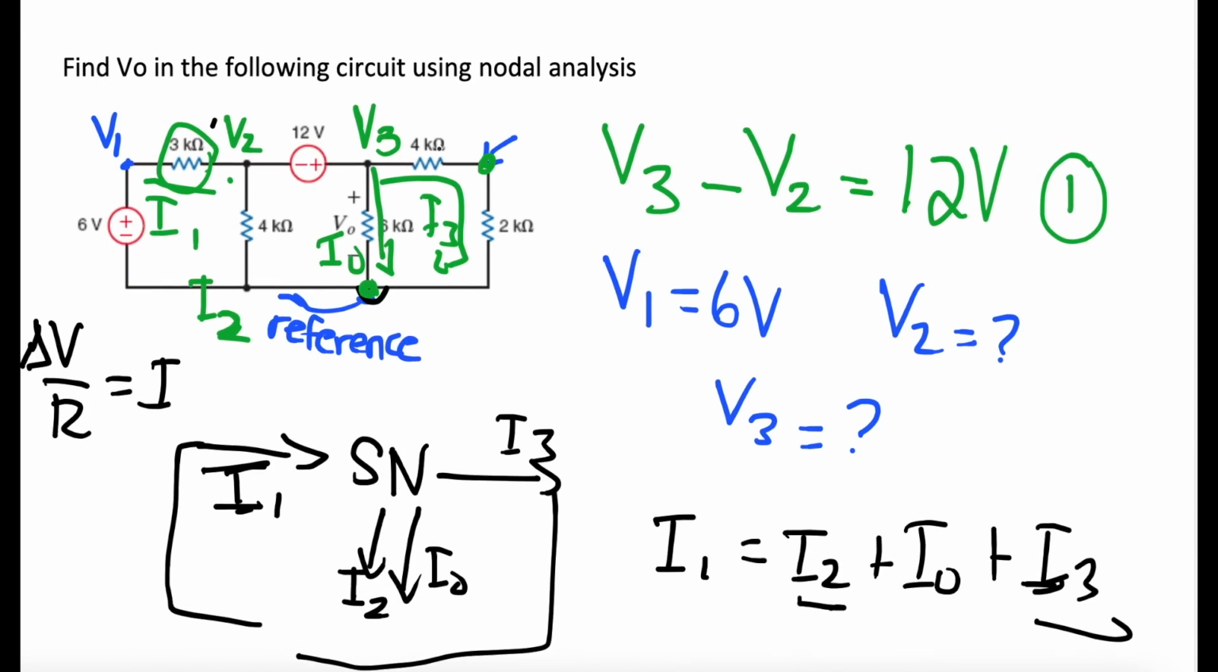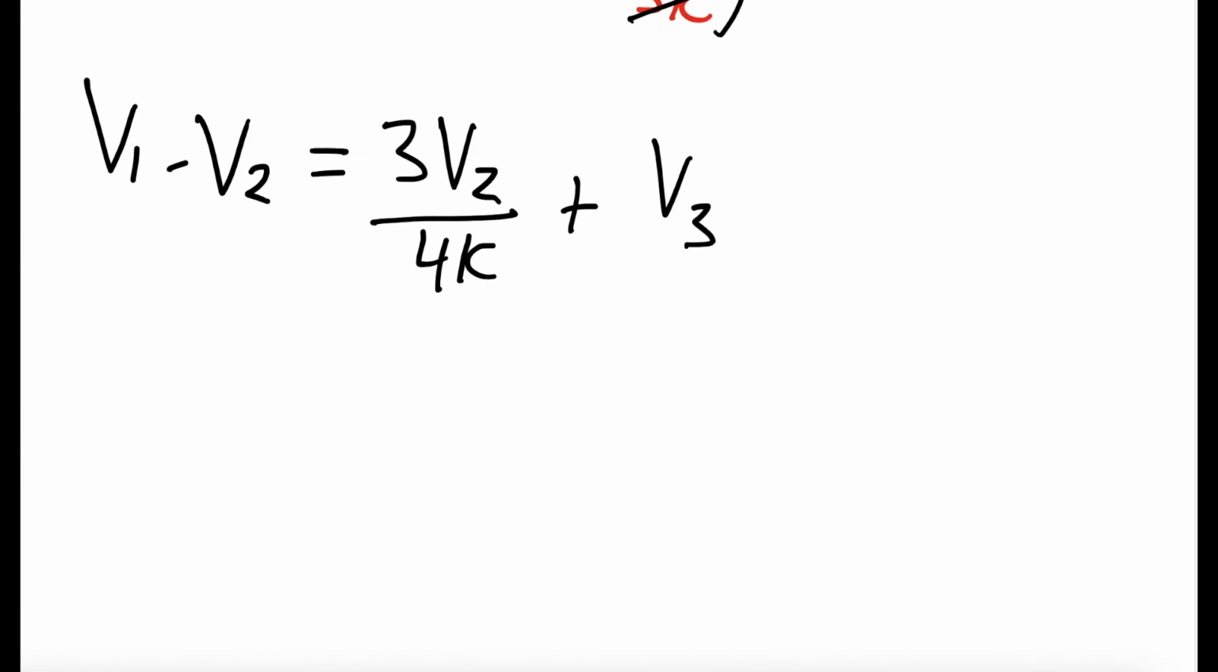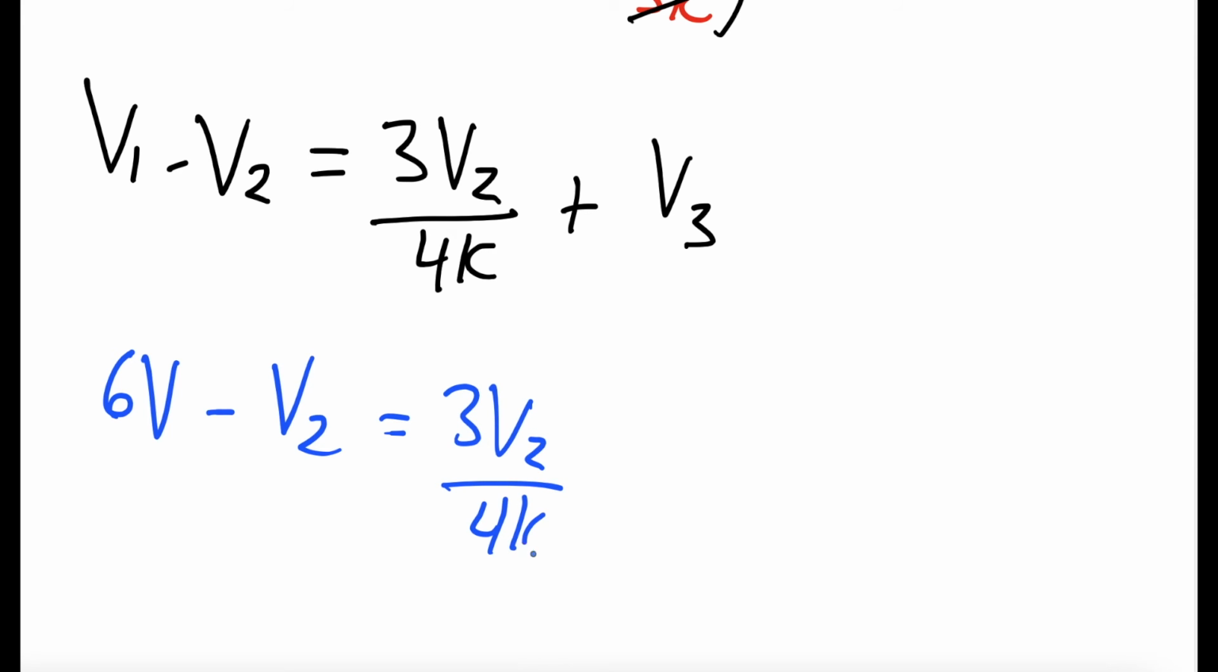Now, if you guys remember from the beginning, we said that V1 is equal to 6 volts, because the positive end of the 6 volts is connected to node 1 over here for V1, and the negative end is connected directly to a reference node. So we can just assume that V1 is equal to plus 6 volts, right? So because we know that V1 is equal to plus 6 volts, we can do 6 volts minus V2 is equal to 3V2 over 4K plus V3.